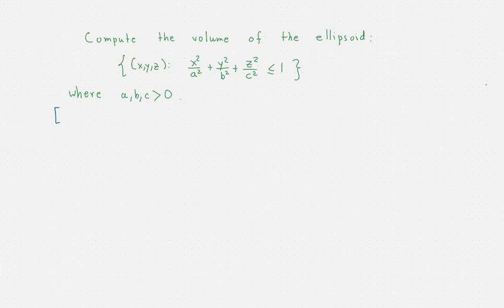So we would like to compute the volume of this ellipsoid. And the idea is that we're going to perform a change of variable, and we're also going to take into consideration that the volume of the ball of radius r is 4 pi r cubed over 3. And we computed this in two different ways in previous videos.